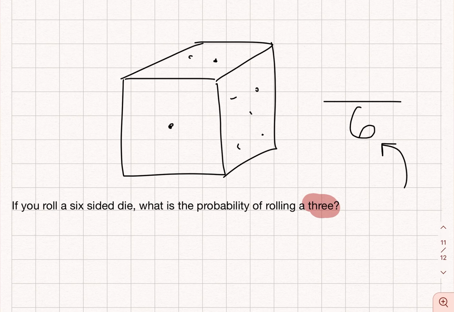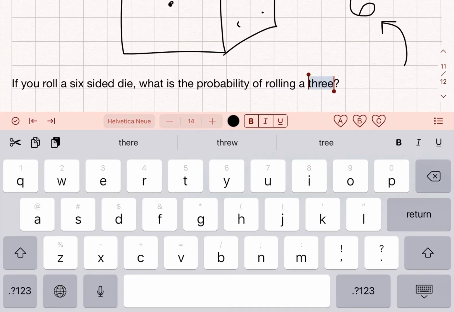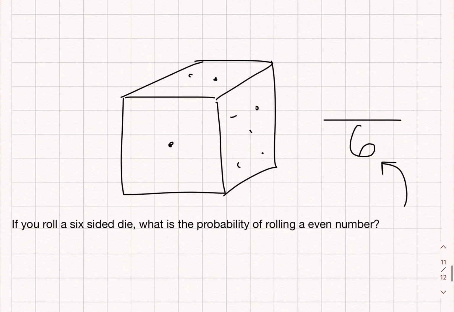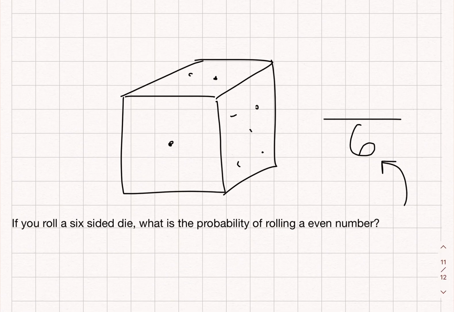What if the question were a bit different, though? What if rather than asking the likelihood of rolling a 3, we were to ask, what's the likelihood of rolling an even number? What's the probability of rolling an even number? Well, a dice has 6 sides, and 3 of those sides are even, and 3 are odd. 1, 3, and 5 are odd, and 2, 4, and 6 are even.